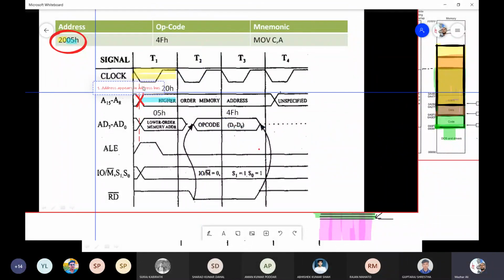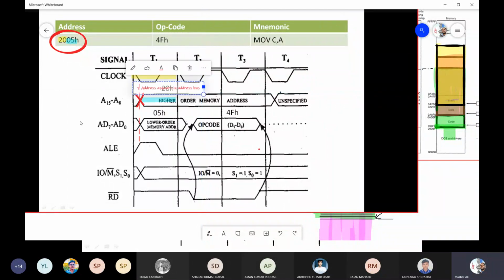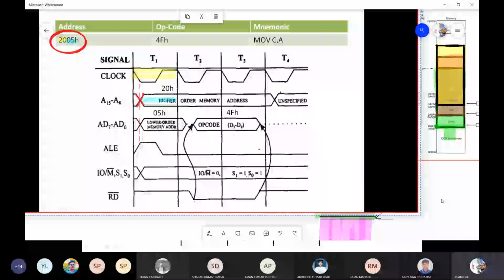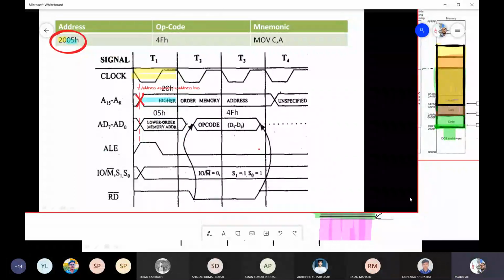This is event number 1. I will write over here like this. Address appears in address bus. It is in 2 parts. One is in address lines AD0 till AD7, which is multiplexed, and the other is, please note, it is here.